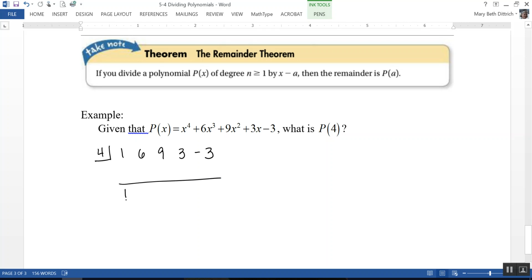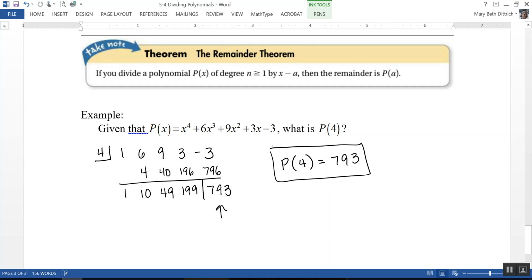So let's bring down our 1. 4 times 1 is 4. Adding gives me 10. 4 times 10 is 40. Adding gives me 49. 4 times 49 is 196. Adding gives me 199. And 4 times 199 is 796, and that's going to be my remainder. Subtracting 3 from that gives me 793. So this is my remainder right here. So that means that p of 4, if I were to plug 4 into this polynomial, would be equal to 793. So that's a really cool way to evaluate a function at a particular value.